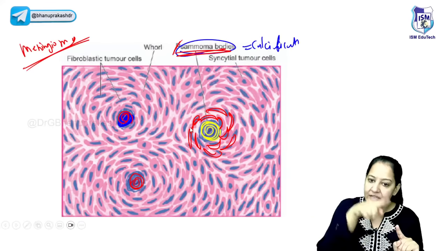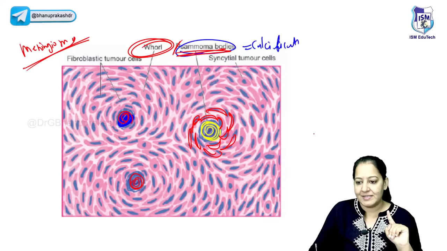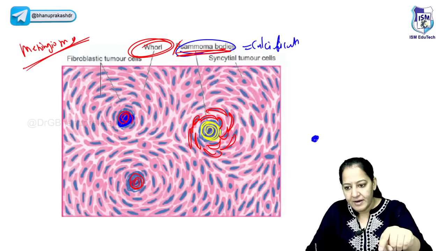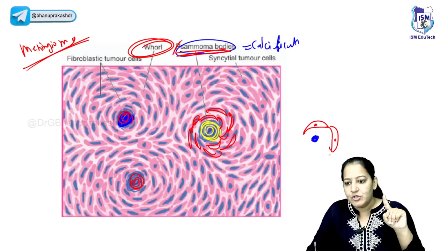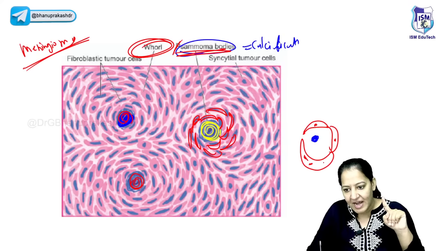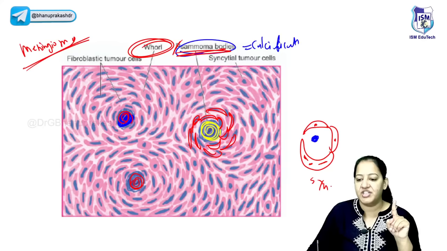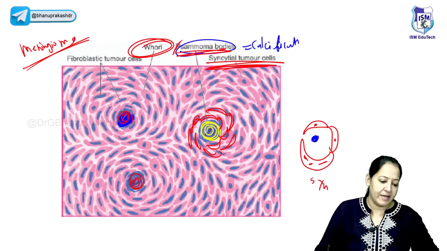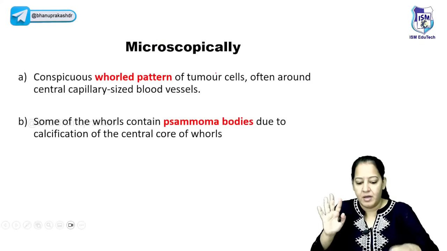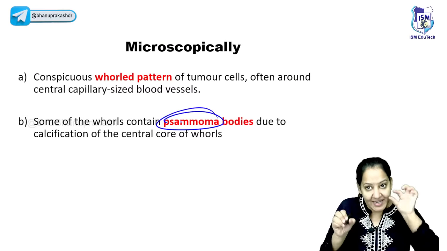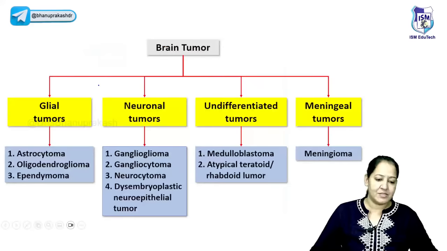The tumor cells are also arranged in a whorled pattern. Let me draw a psammoma body here and a few tumor cells for you. This is a tumor cell with a nucleus. Multiple tumor cells sometimes fuse with each other, having multiple nuclei. Fusion of the tumor cells with each other is known as syncytial. Syncytial tumor cells are common here. So in the meningioma, two things are common: psammoma bodies at the center with tumor cells surrounding them forming a whorl pattern, and syncytium is common. Got it?